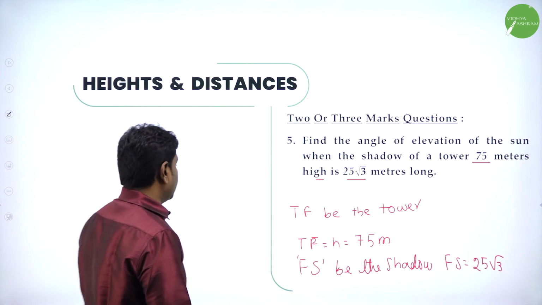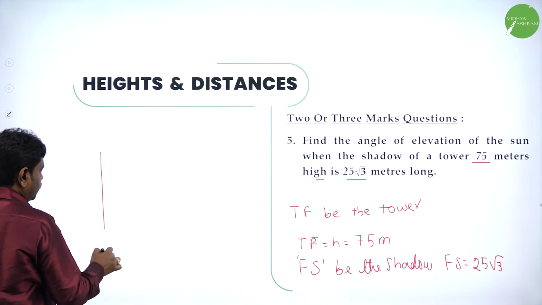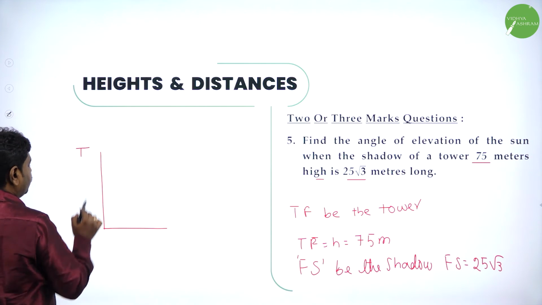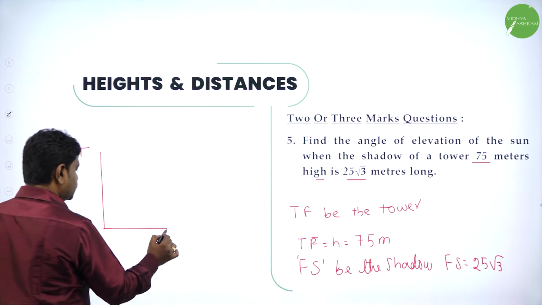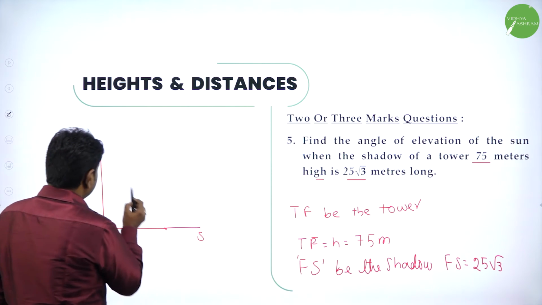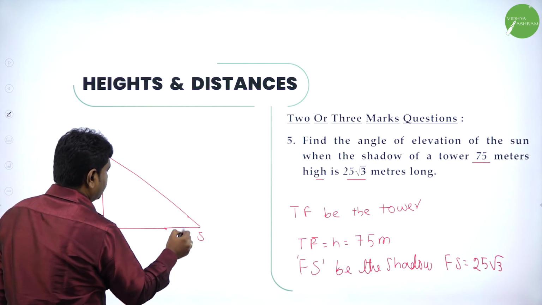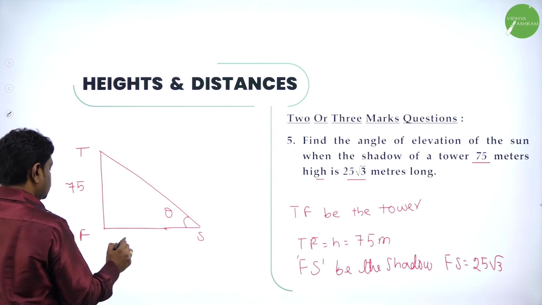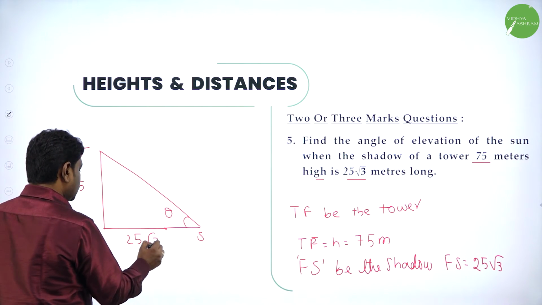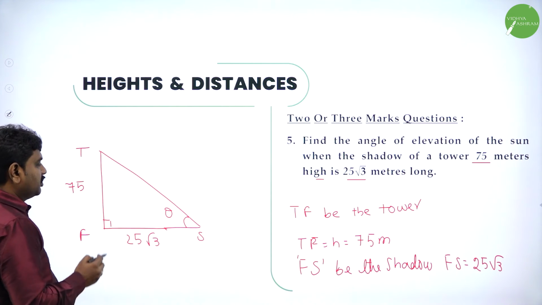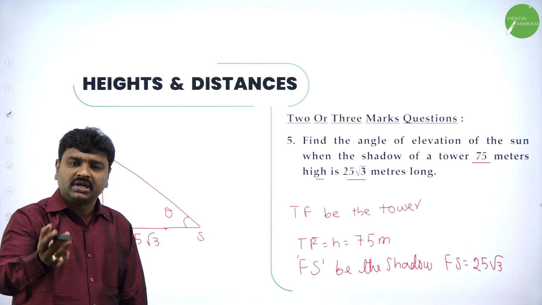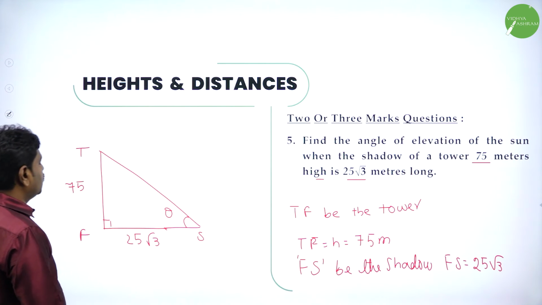So now going ahead, let me draw the diagram. We have a tower, that is TF, and we have the shadow, that is FS, and this is the angle of elevation of the sun, theta. This is 75, they told, this is 25 root 3, they told. They want theta. Again, what is the suitable trigonometric function? Again, apply tan, because we know the opposite and the base.